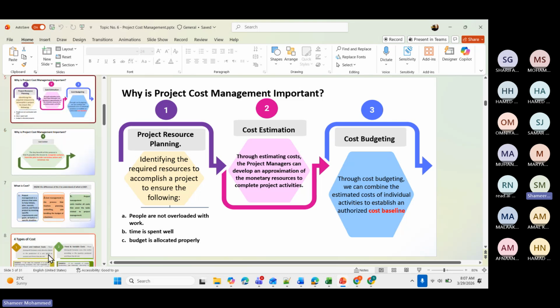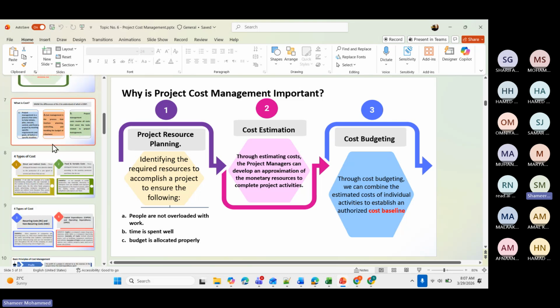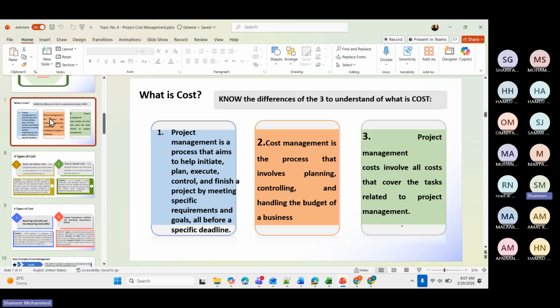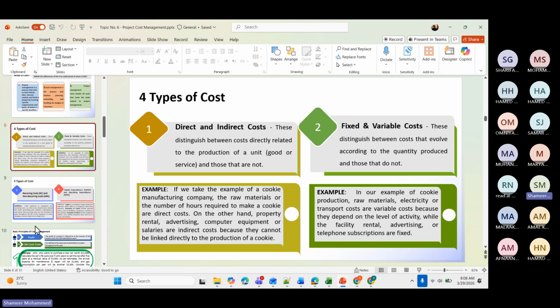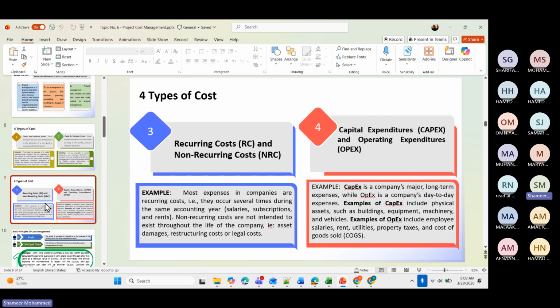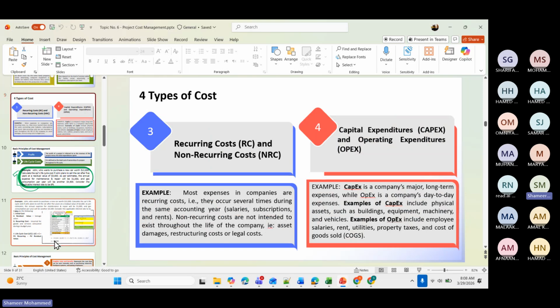Also I discussed the definition of a cost, indirect cost, direct cost, tangible cost, intangible cost, fixed, variable, and sunk cost. All these definitions I explained in the last class. Today, we will solve the problems.